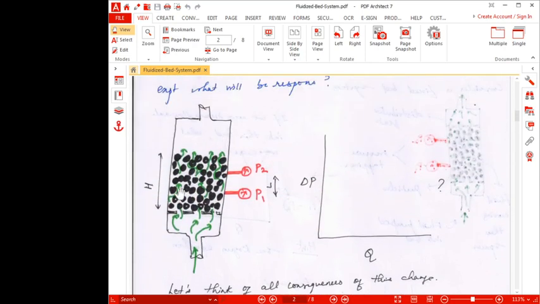So I again repeat the question. The thought process is, you have a bed, you have only the bottom plate, you don't have the top plate. You are allowing the fluid to flow through this bed, and you are slowly increasing the flow rate of the fluid through this bed and trying to measure the pressure drop. So I'm asking what happens to the pressure drop with the flow rate in this system.